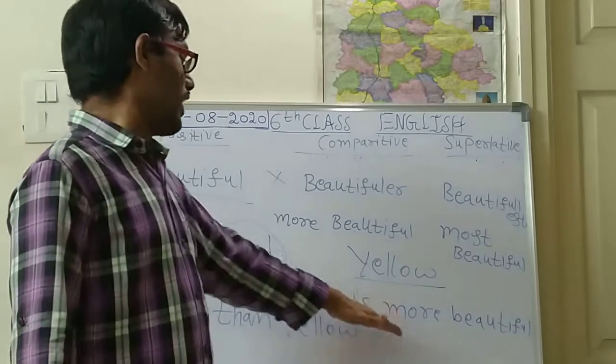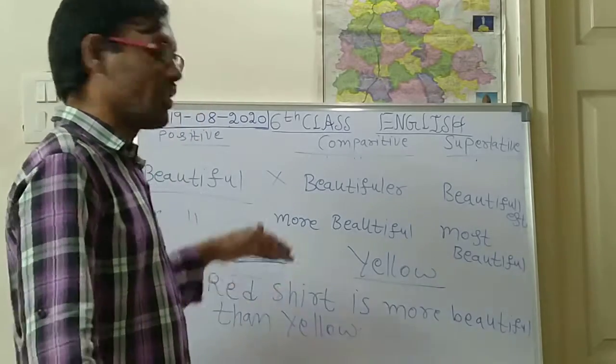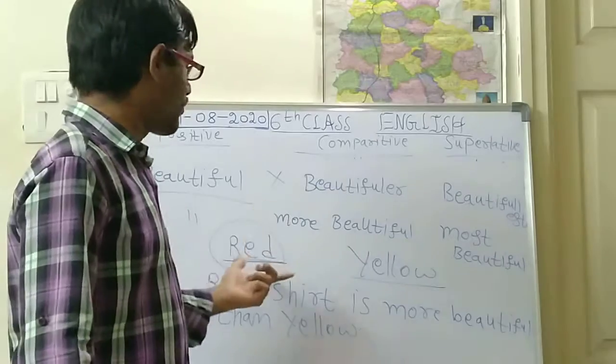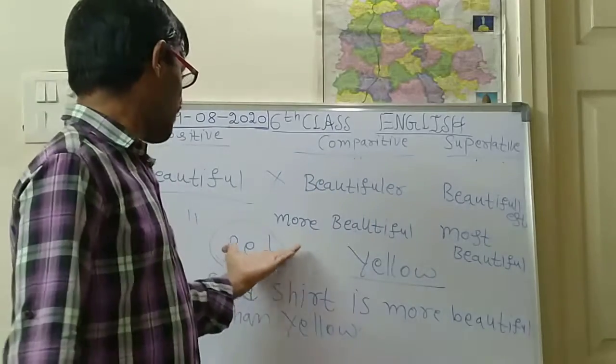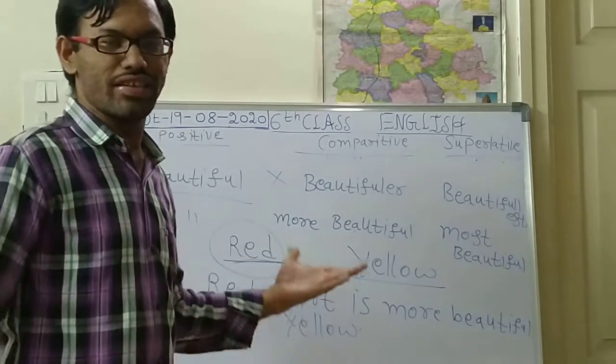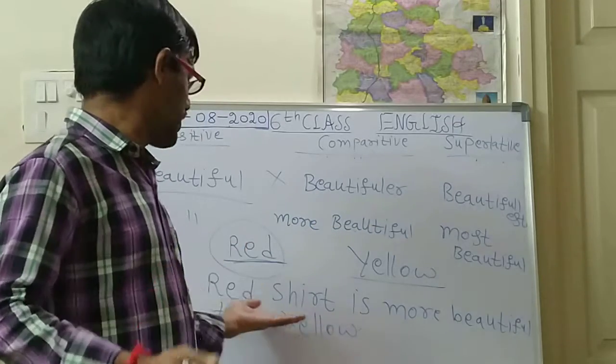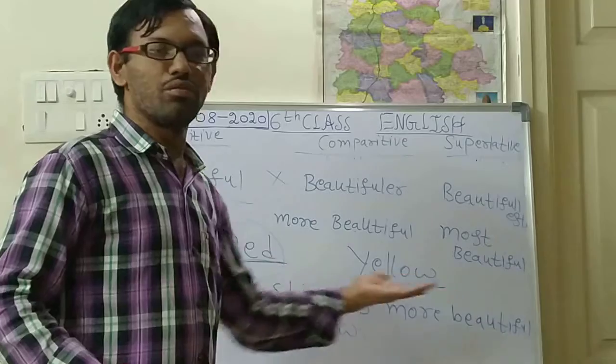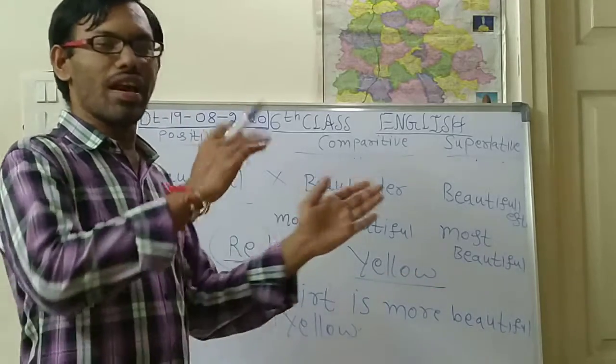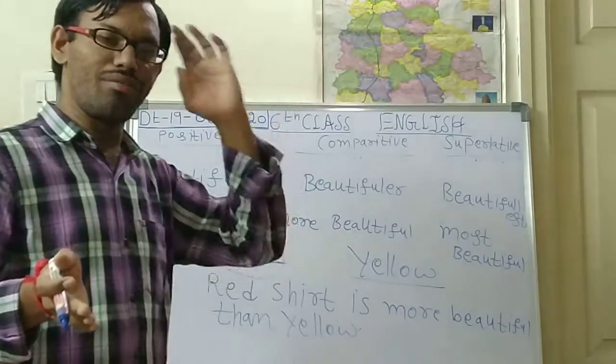But what will you say? Red shirt is more beautiful than yellow. Okay, so someone will say like that. Someone will say, I don't have red color shirts till now. And some other people will say that red shirt is more beautiful than yellow. So like that there will be different types of mindsets.